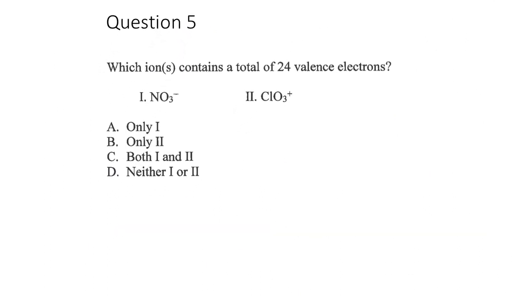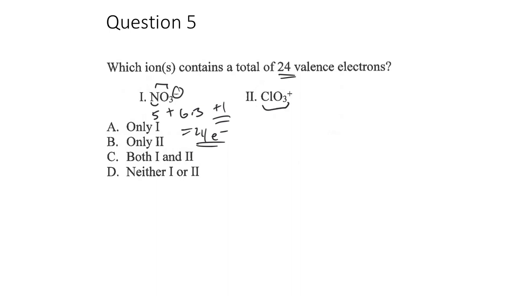Which ion contains 24 total valence electrons? So when we go to sketch a Lewis structure, one of the things we usually do is we first add up the number of valence electrons. So how do we do this count? Well, nitrogen has 5 valence electrons, oxygen has 6. We just look at the periodic table. And then if we have a minus charge, we have to add an electron for the charge. And so this is 24 for nitrate ion.